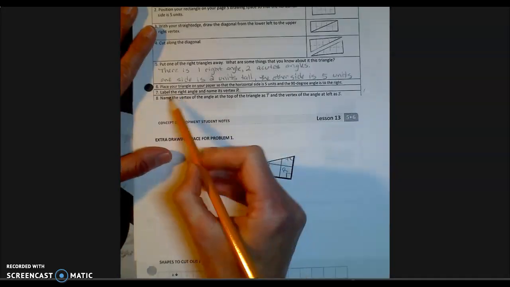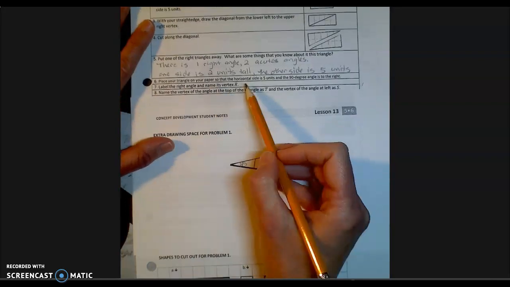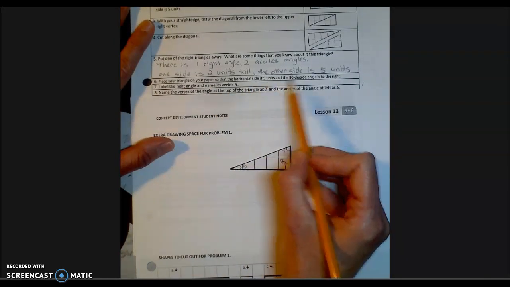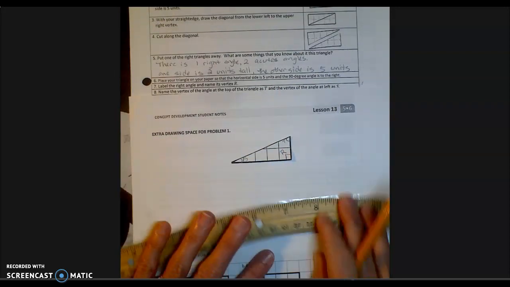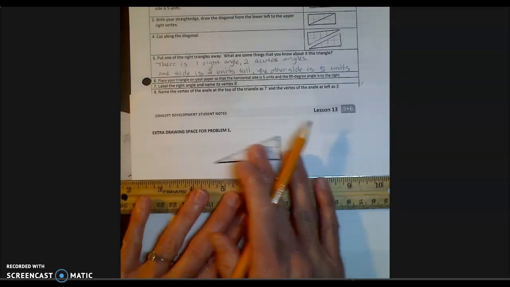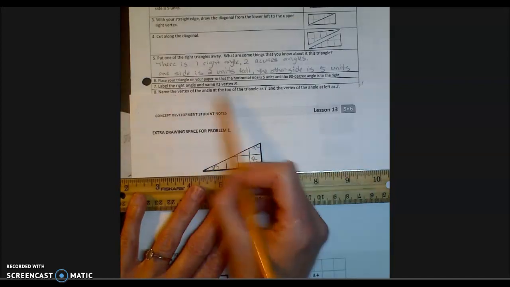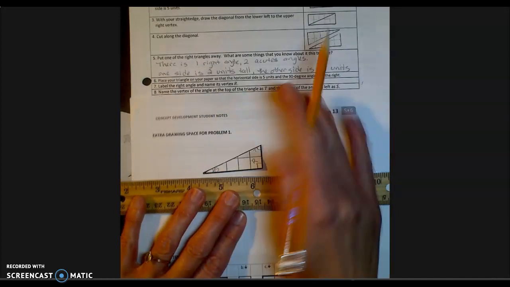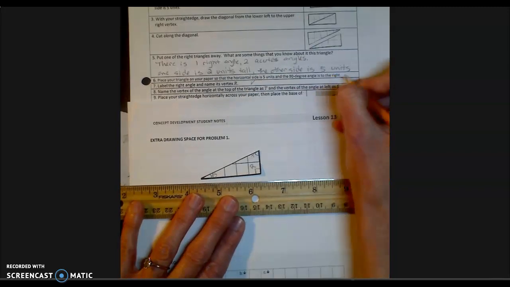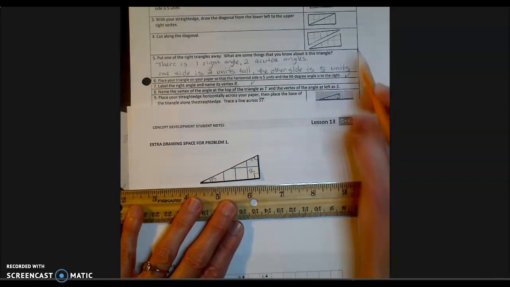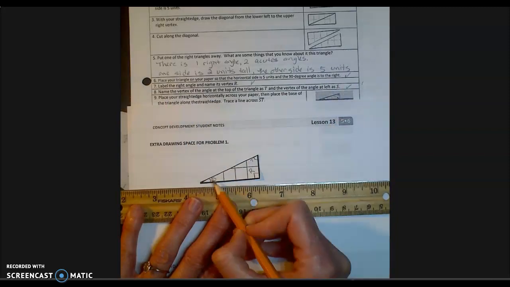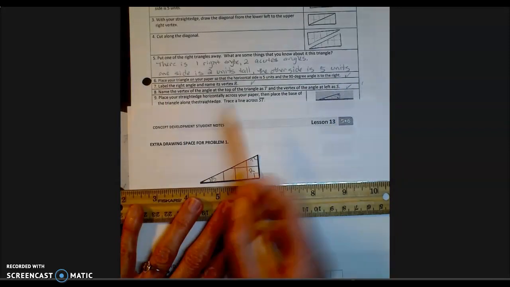So the next one says, place your triangle on your paper so that the horizontal side is 5 units and the 90-degree angle is to the right. So we have it right here. And it says label the right angle and name its vertex R. We already did that. Check, check. Okay, so it says name the vertex. So yep, we did that. That one's already done. We already labeled it S and T on our acute angles.